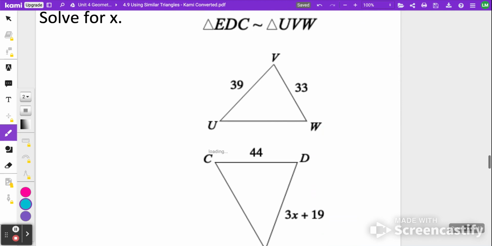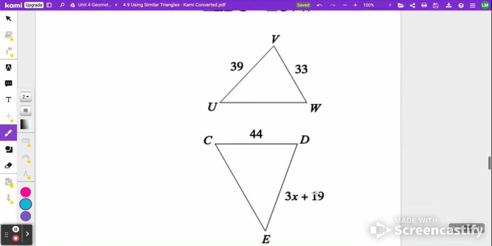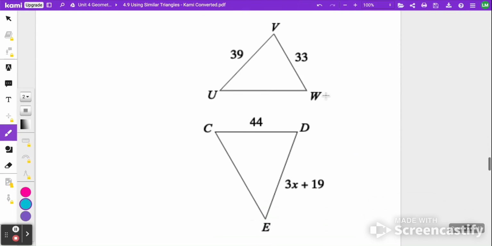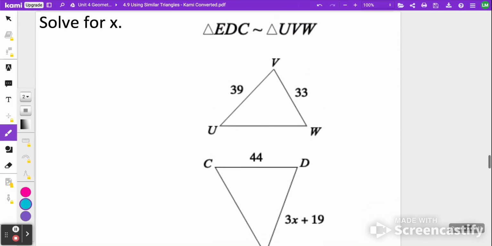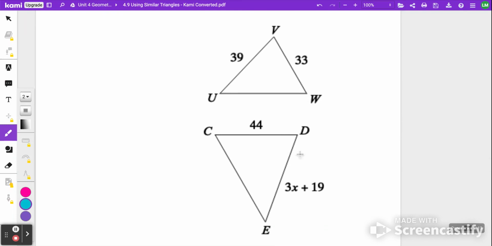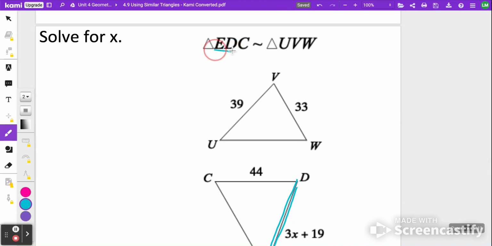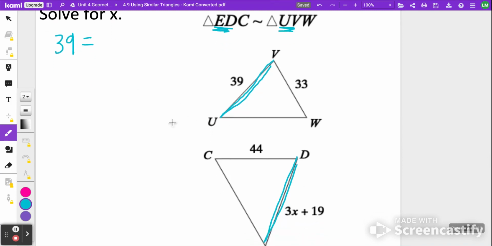Let's try this one. This one says solve for x, and x is right here. And it says EDC is similar to UVW. And the way we're going to be able to solve for x is if we first figure out what DE is matching with. Okay? DE, which is these two first letters, is going to match with the first two letters in this triangle. So UV. So that means I have 39 is equal to 3x plus 19.